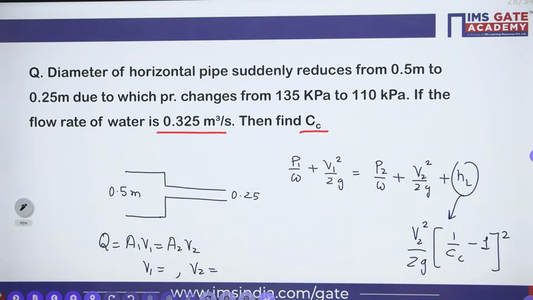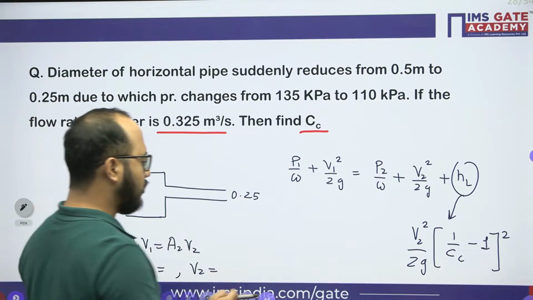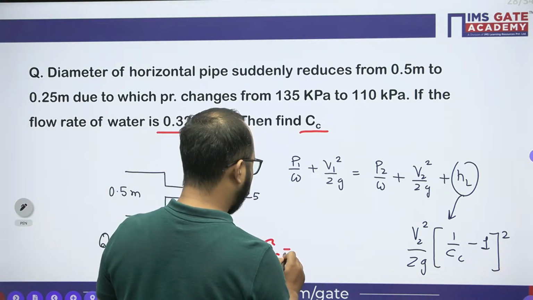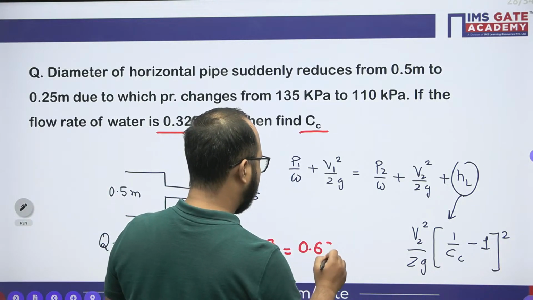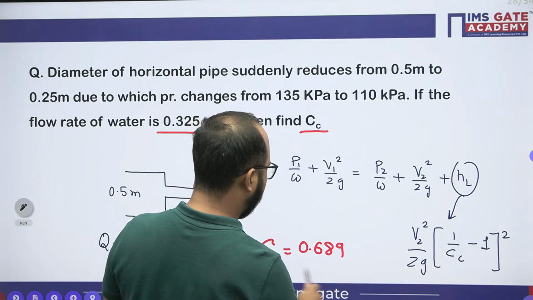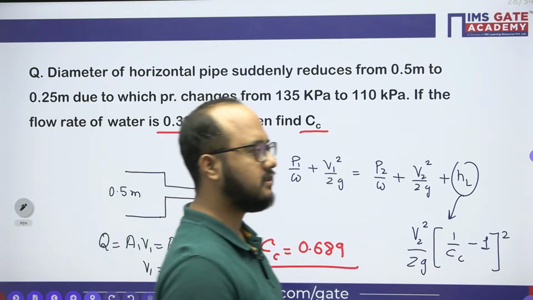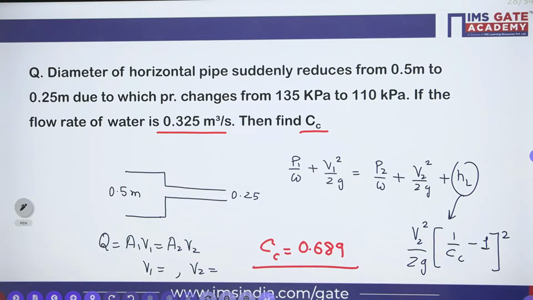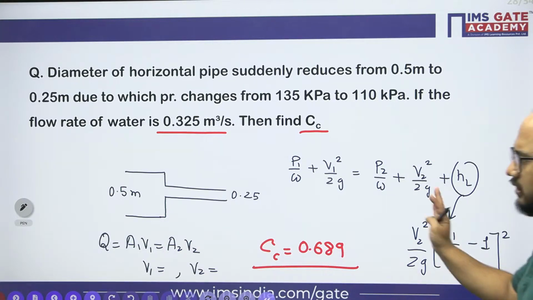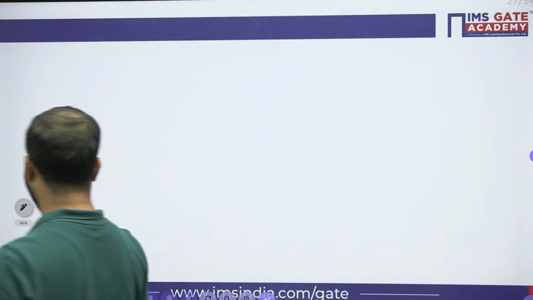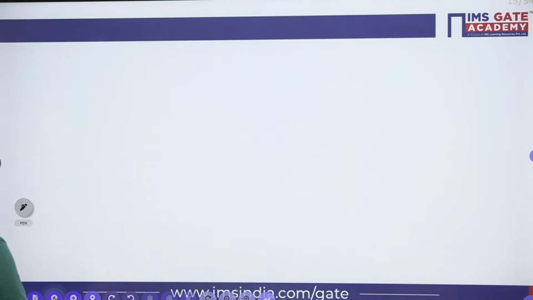So putting all those values, you will finally get the Cc answer also. If I see, the final answer for Cc will come out to be 0.689 approximately. This will be the answer. Correct? 0.689 will be the answer. So all those are basic questions if you know the points regarding the HGL and TGL, right?